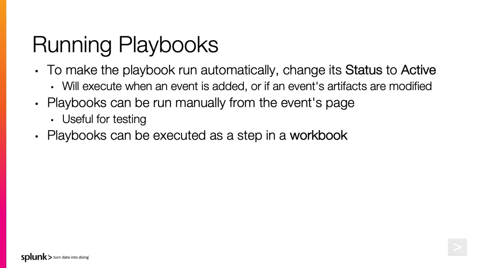When we're ready to enable our playbooks, we can run them in several different ways. First off, we can change a playbook status to active. Active playbooks will execute when an event is added or if the event's artifacts are modified or if new artifacts are added to an event. Playbooks can also be run manually from an event's page, and this is very useful for testing. Finally, playbooks can be executed as a step in a workbook.